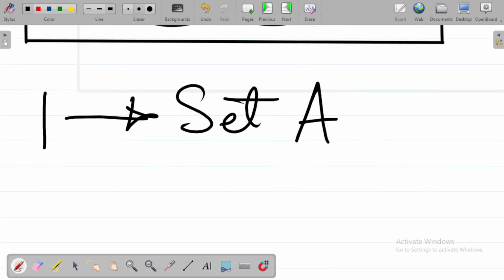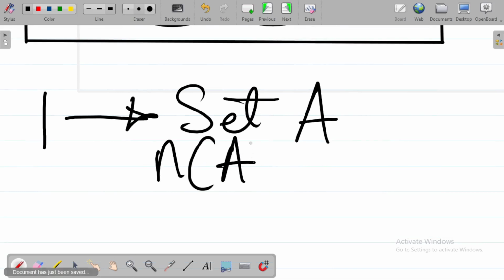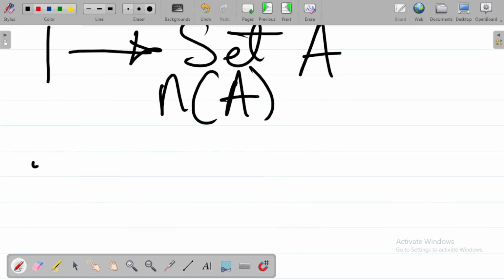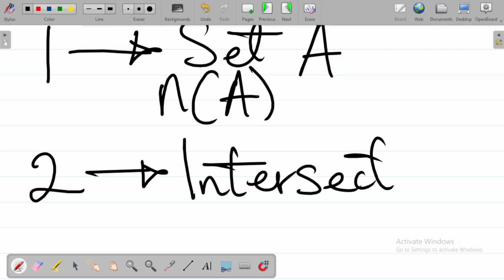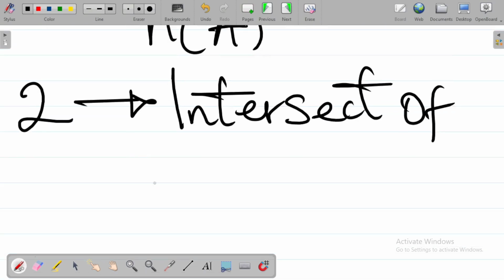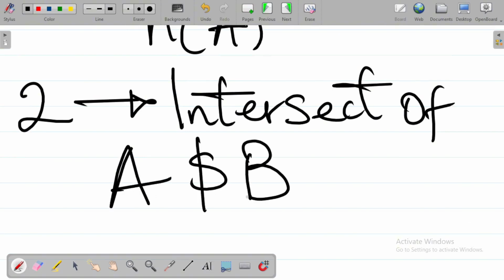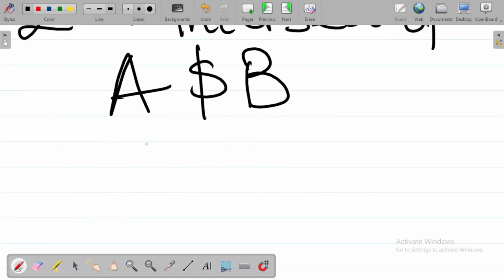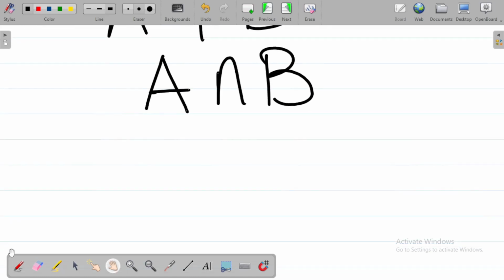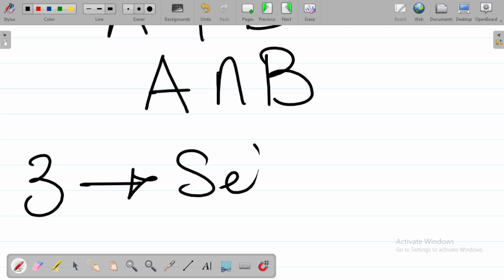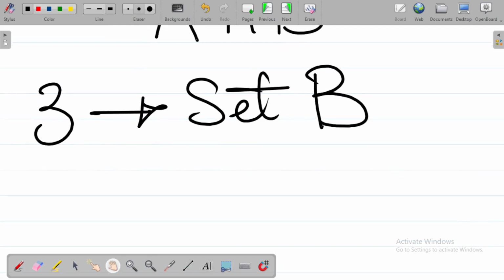One is called set A, or the number of elements in set A. And then 2 is called the intersect of set A and B. It is written as this: we have A and then B. So this is the intersect of A and B. And then 3 is called set B. It is written as this, n open bracket B.